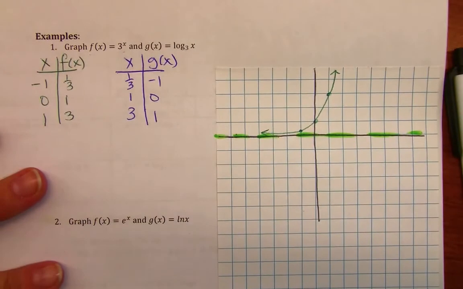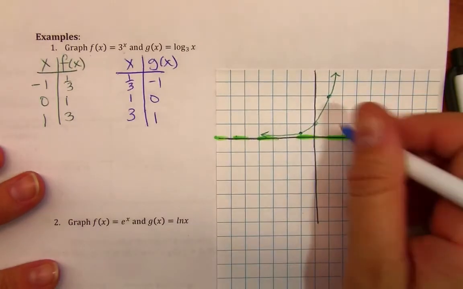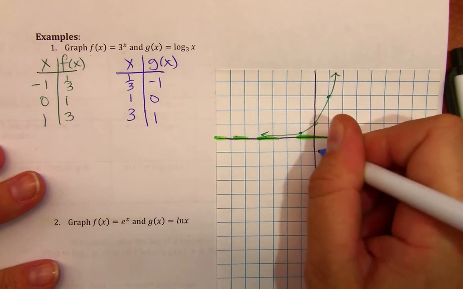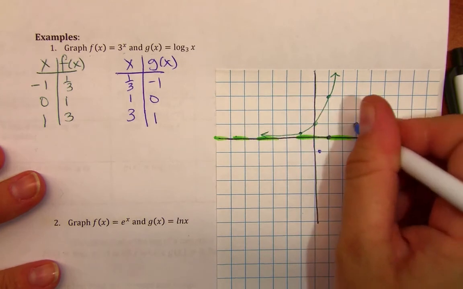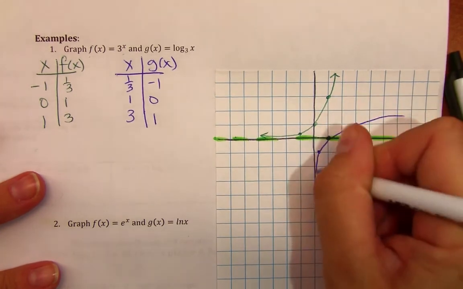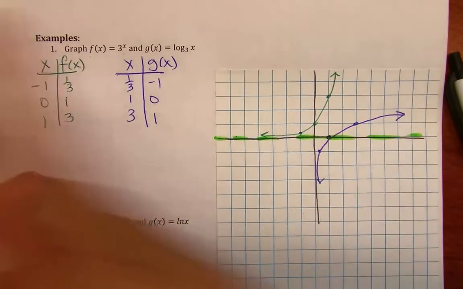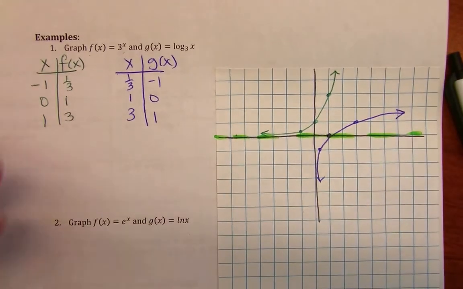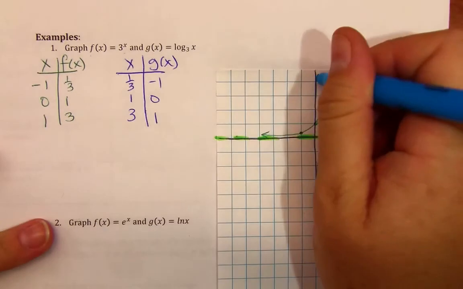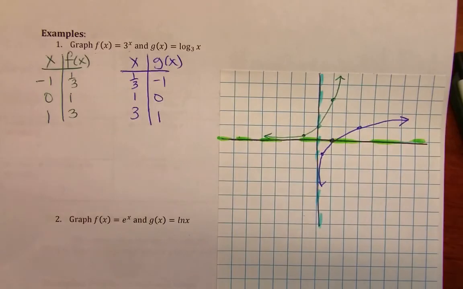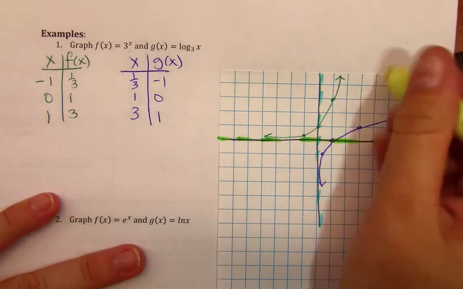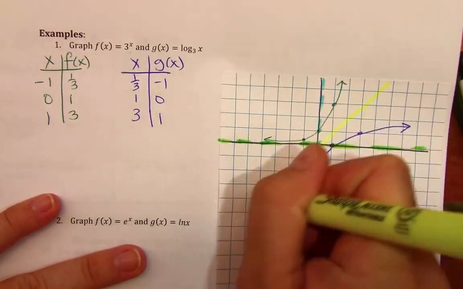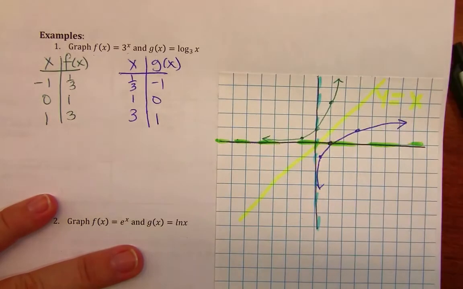And so what I can do now is I can graph those points. So at 1/3, I had -1. At 1, I had 0. And at 3, I had 1. And this is the graph of the inverse. And the horizontal asymptote now becomes a vertical asymptote. So these are inverses of one another. And the special thing that we can see here is that it's a reflection across the line y equals x.